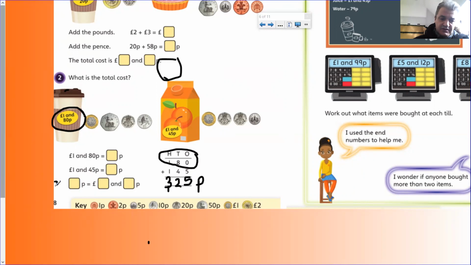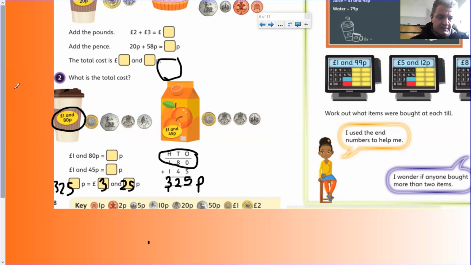I ended up with 325 pence. I'm not going to say that in a shop, it costs 325 pence. I'm going to say it's £3.25. Because I know that 300 pennies is £3, so therefore 325 pence is £3.25. Okay, happy with that? Thumbs up. Well done, everybody.